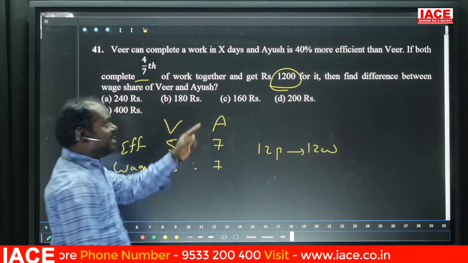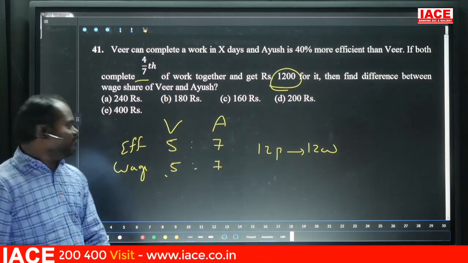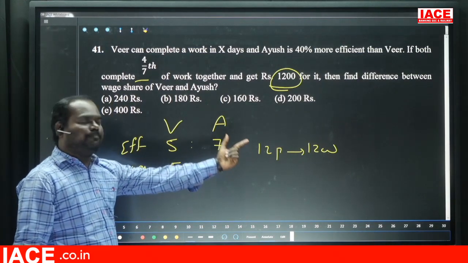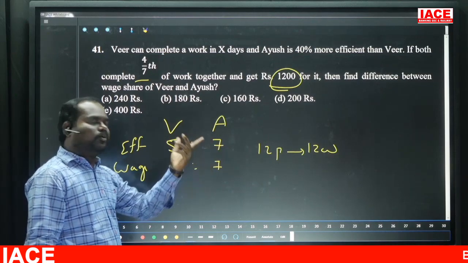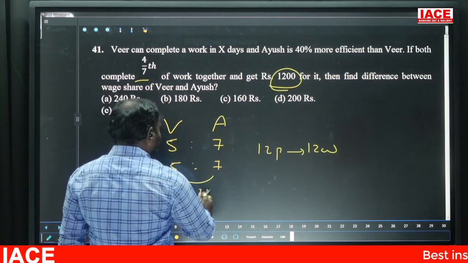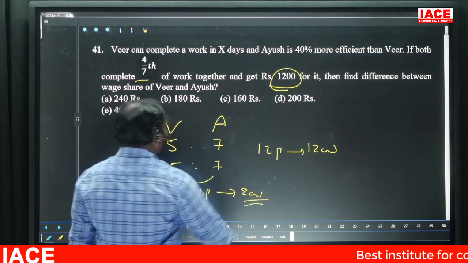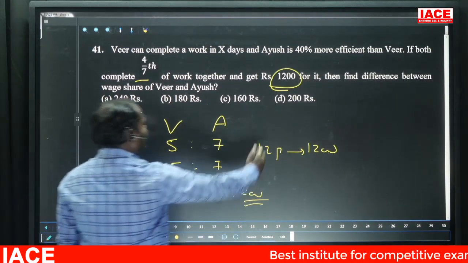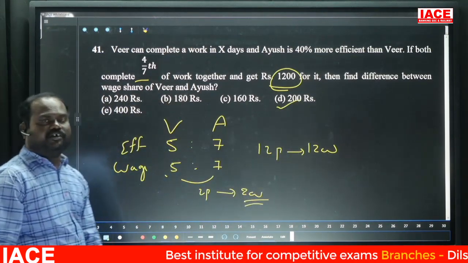But the question asks to find the difference between the shares. The difference is how many parts? 2 parts. If 12 parts is 1200, one part is 100. So 2 parts will be 200. Nothing but option D. Right, now next.